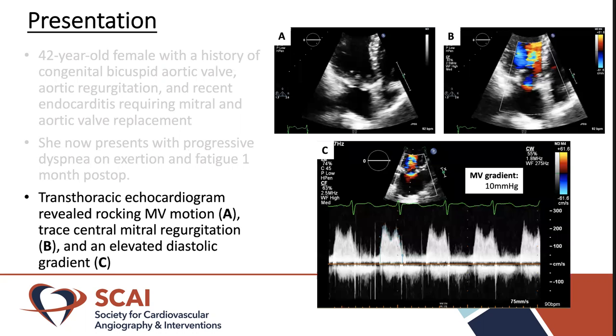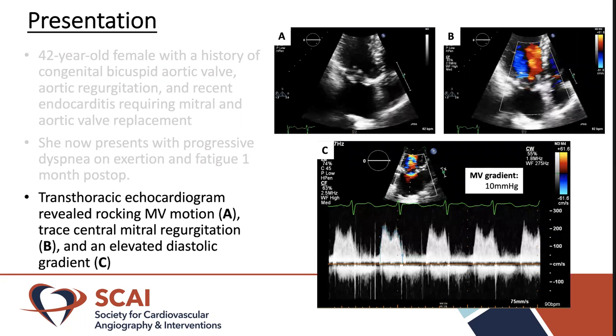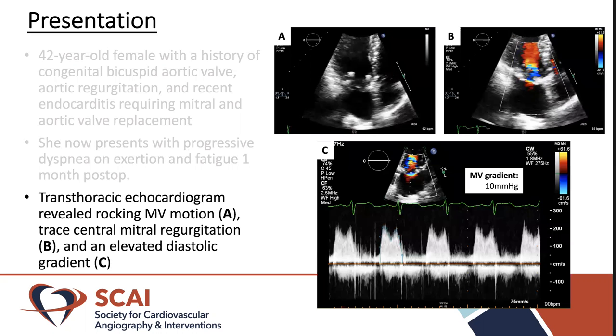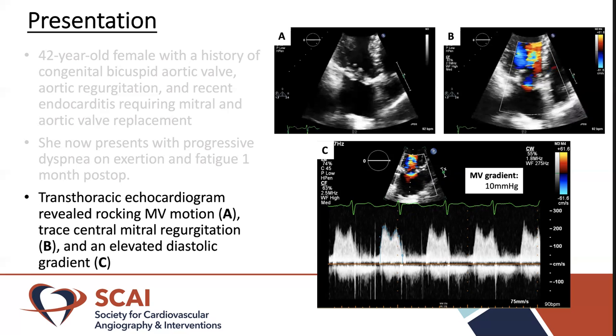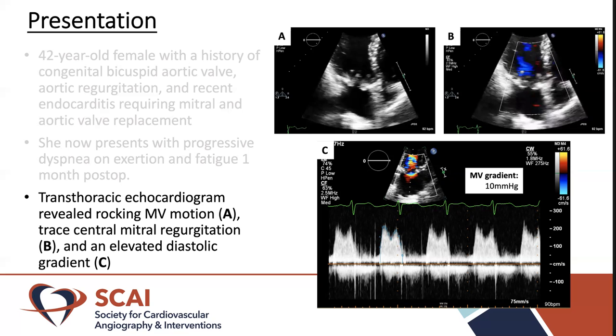She comes in with a transthoracic echocardiogram, and in panel A, you can see that there's abnormal motion of the bioprosthetic valve. Sometimes this motion is described as rocking. It's additionally important to note that the bioprosthetic mitral valve leaflets do not appear thickened or degenerated. They appear thin and pliable. And in panel C, we see that there is an elevated diastolic mitral valve gradient in the absence of mitral stenosis.